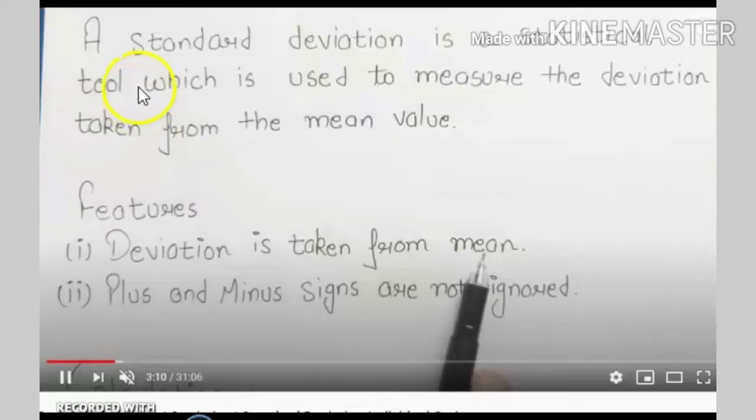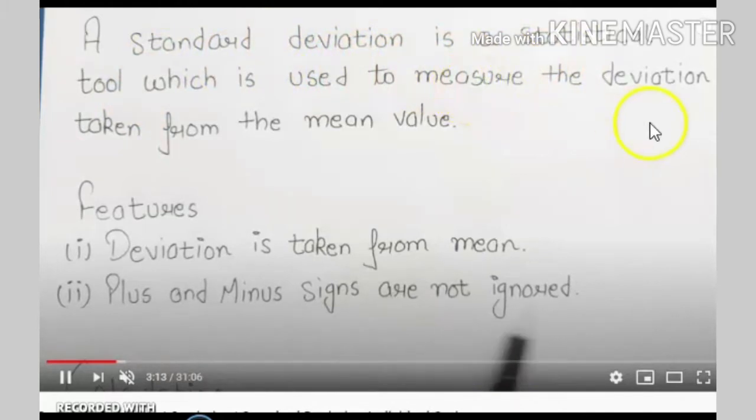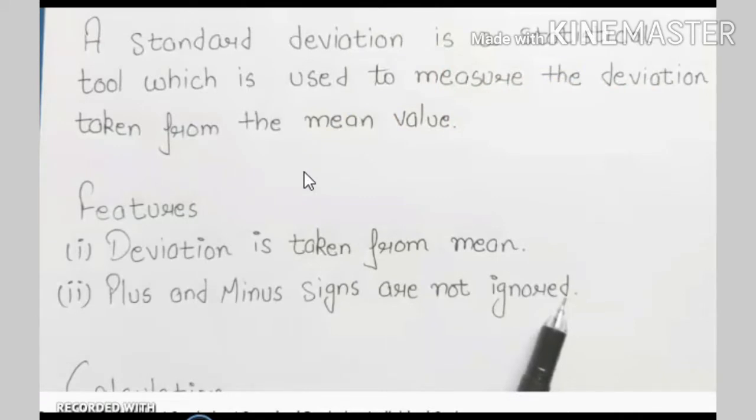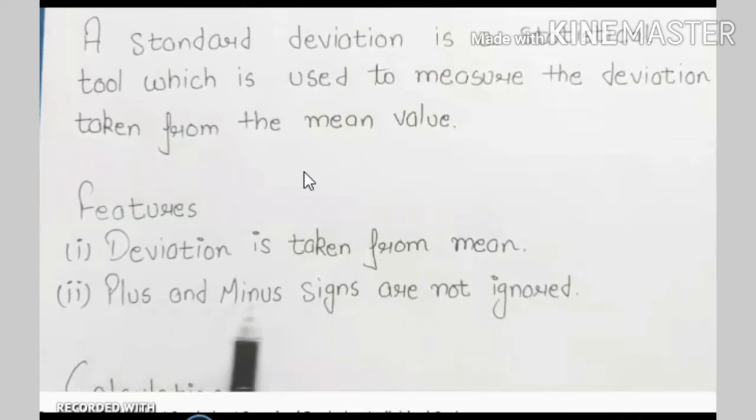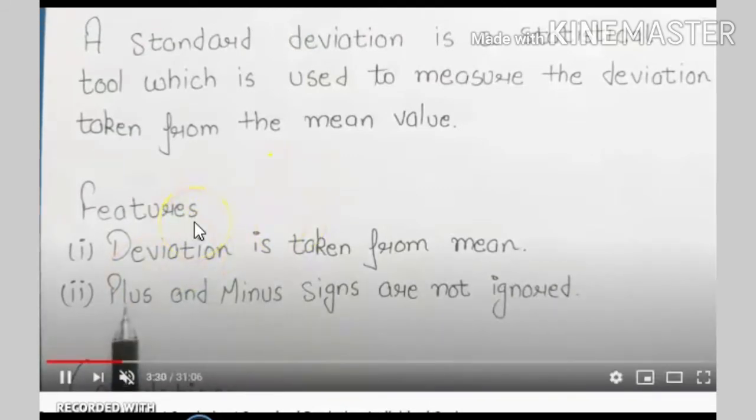The definition for standard deviation is a statistical tool which is used to measure the deviation taken from the mean value. So first of all, you have to find the mean. Then you have to subtract the mean from the x column. Then only you will be getting the answer. So first you have to find the mean, before the other steps.